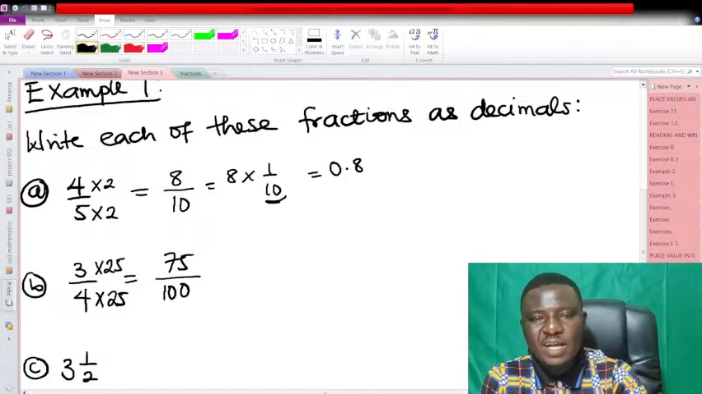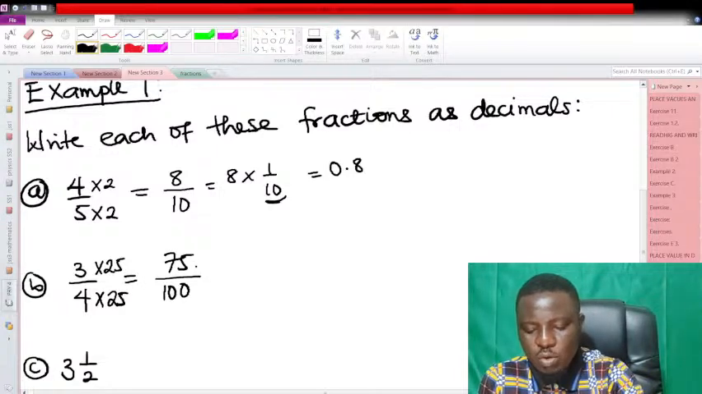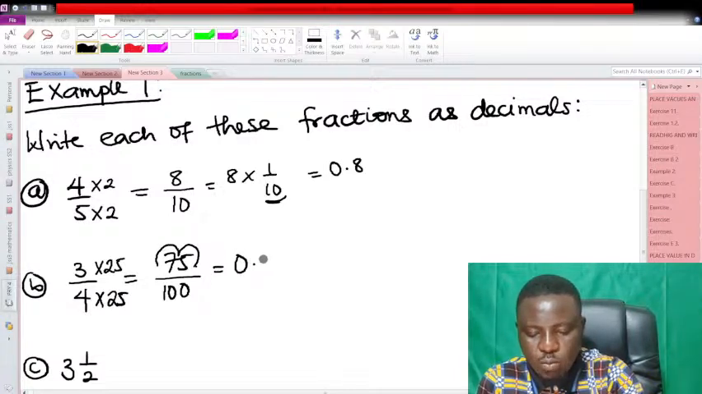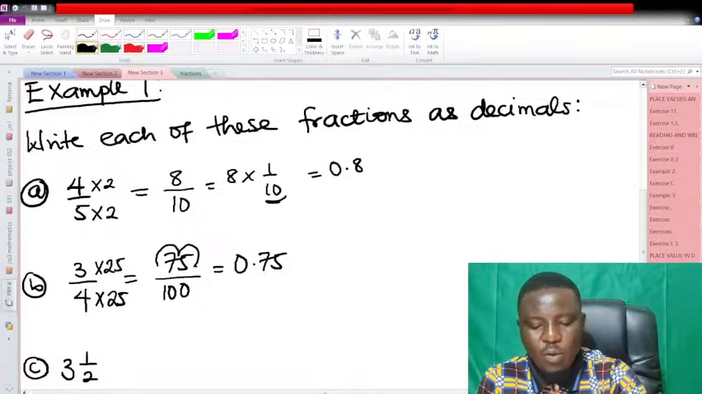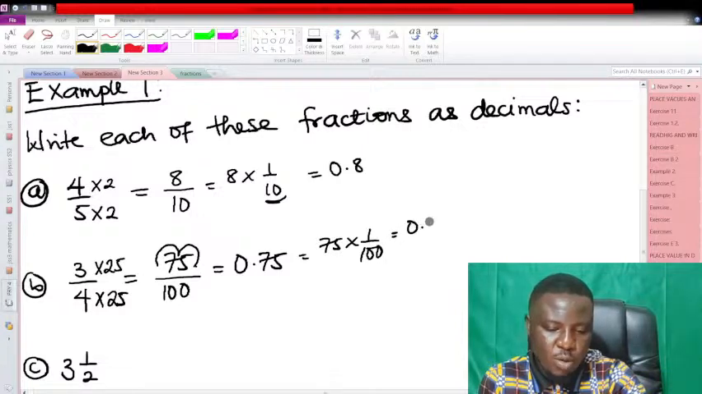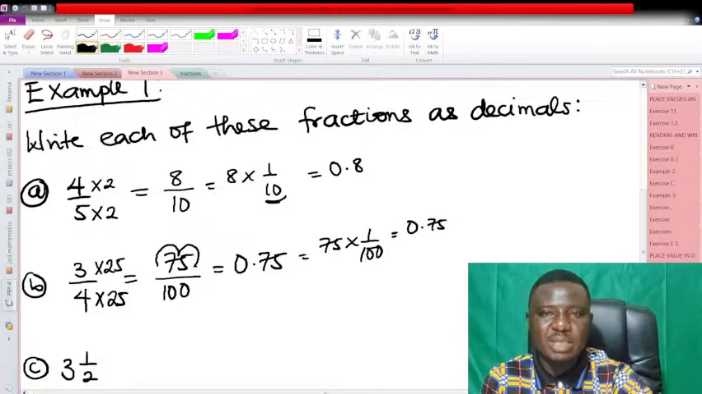Another way you can convert this is by taking the decimal point the number of times you have zeros in the denominator to the left-hand side. Meaning, as I have 2 zeros, I'm going to move the decimal point 2 times, so that my answer becomes 0.75. Otherwise, you can say this is equal to 75 times 1 over 100, which is the 100th place value, and this is 0.75, which is the same thing.